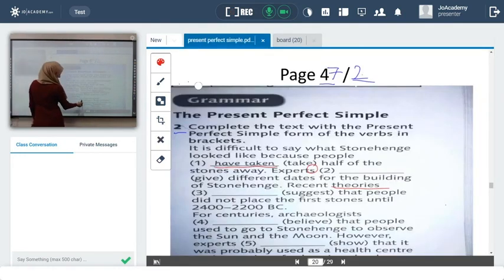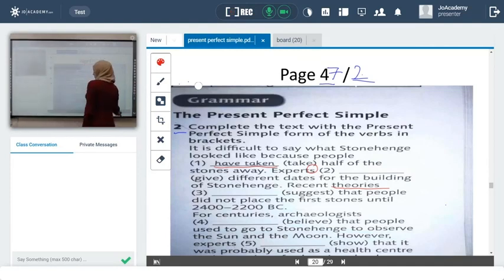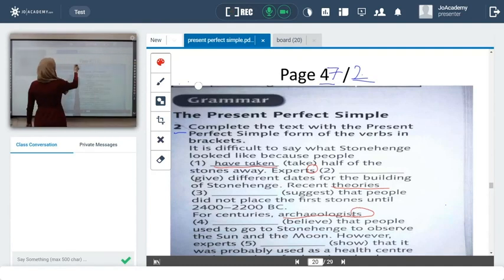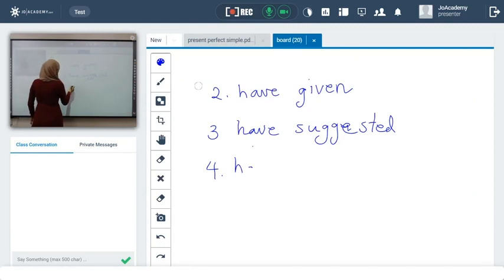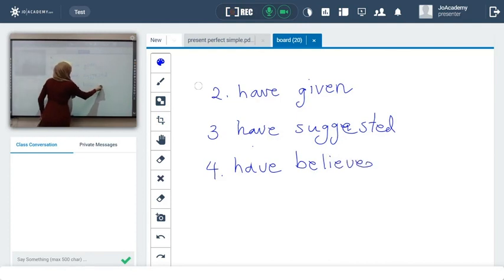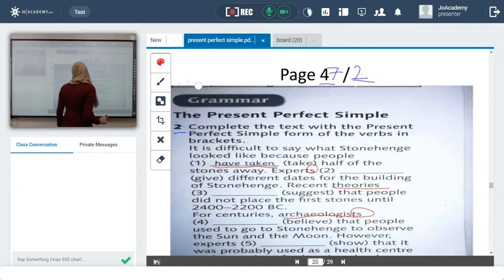For centuries, archaeologists believe that people used to go to Stonehenge to observe the sun and the moon. So, archaeologists, it's plural. What do we say? Very good. Have believed. Now, we're going to do number 5.